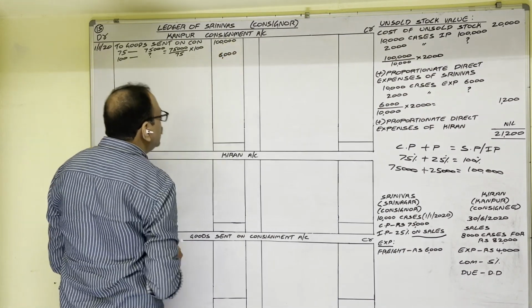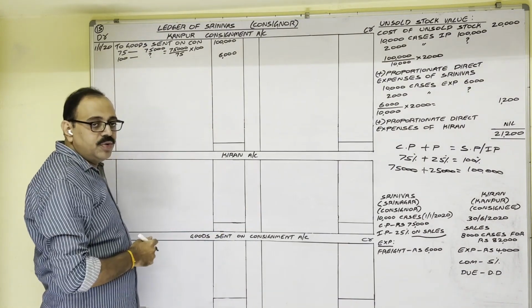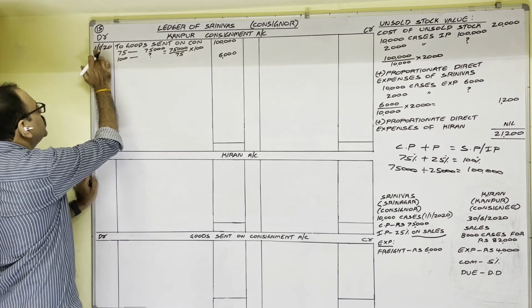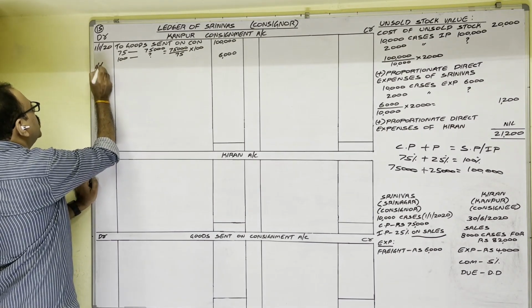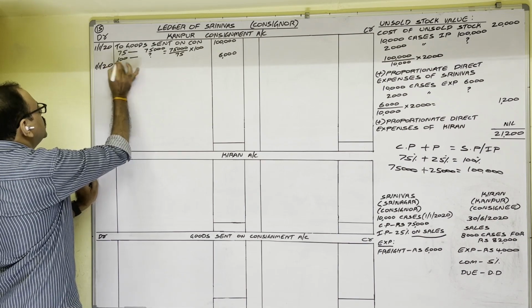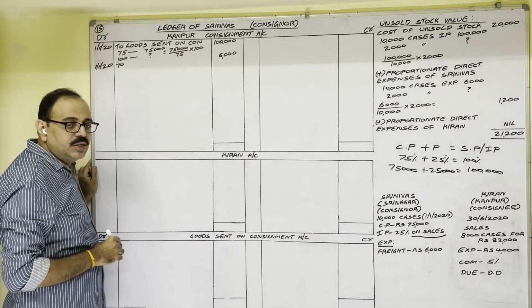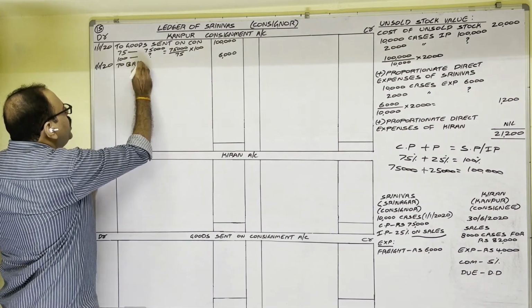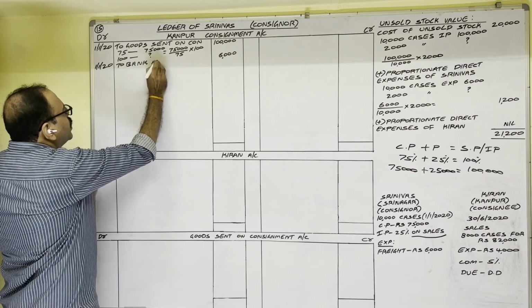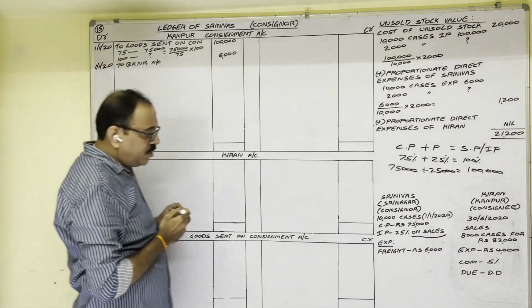When consignor incurs this expenditure, when goods are sent on that day only, goods are sent on 1st January 20. So on the same day, consignor incurs this expenditure. Therefore, for consignor expenses also same date. And what to write? Our assumption is he paid this expenditure through his bank account. Therefore, write on bank.